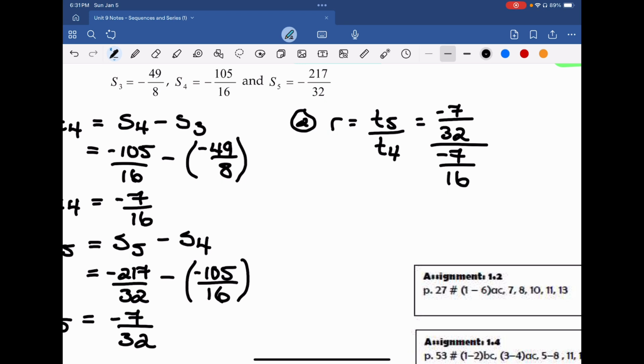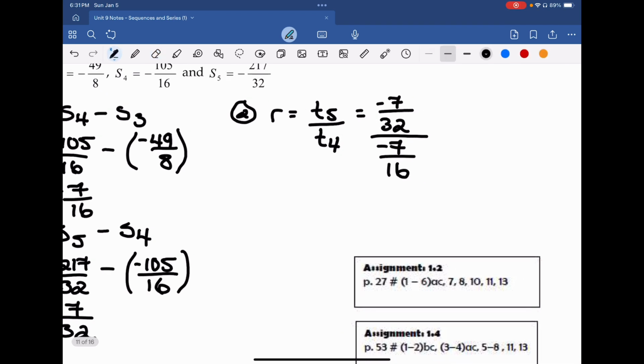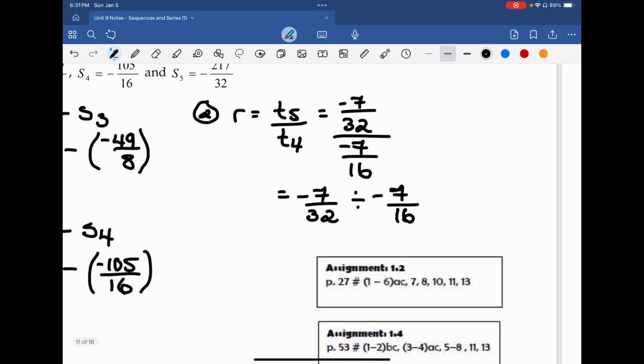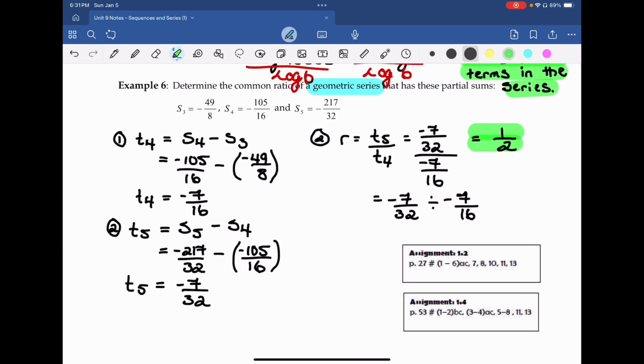And I know that writing double fractions like this is a little bit annoying. If you'd rather write it side by side, which I'll do below here, you could take this as negative 7 over 32 divided by negative 7 over 16, and you could divide this. That's totally fine as well. At the end of the day, we're going to end up figuring out that this common ratio is equal to 1 divided by 2, or it's a half. So every new term I go to along the given sequence that builds this series, I multiply by a half.